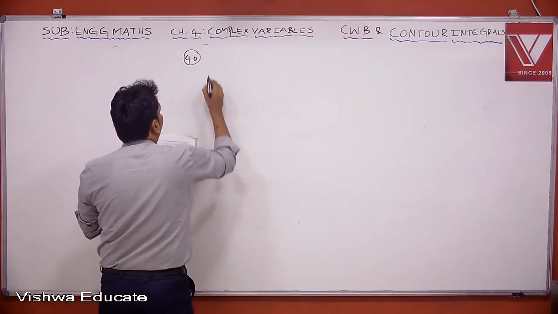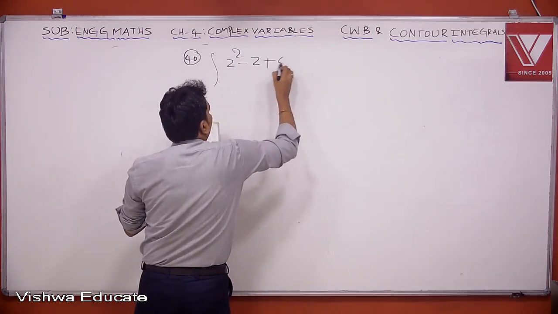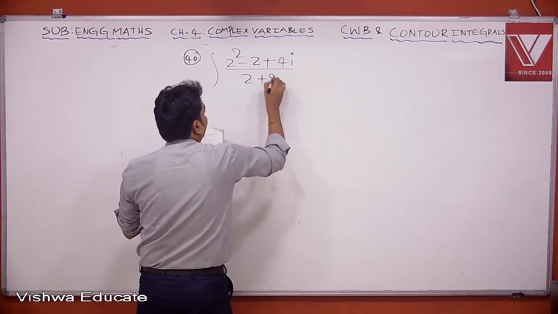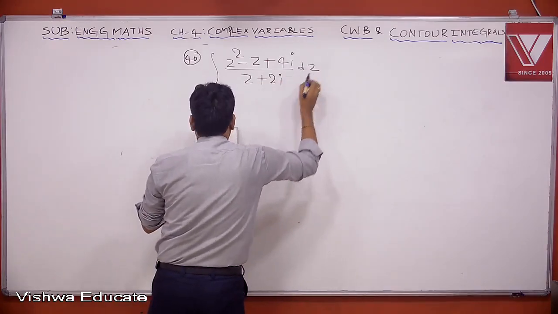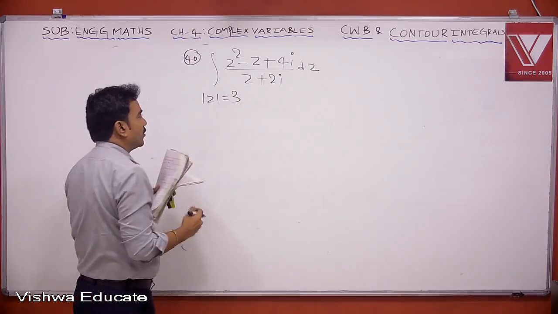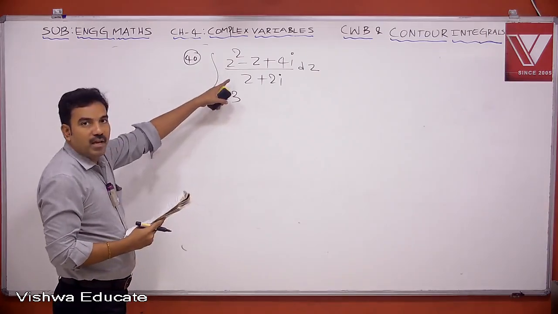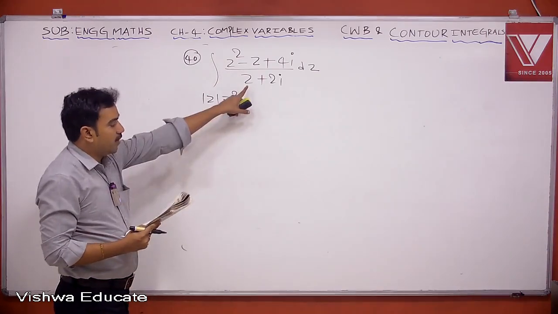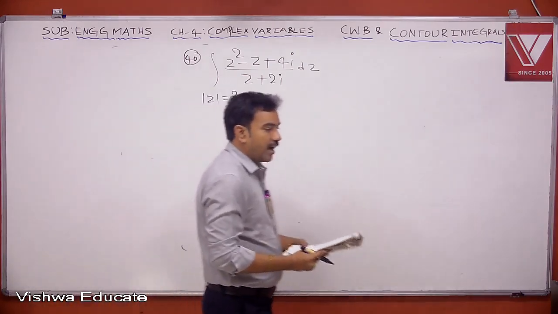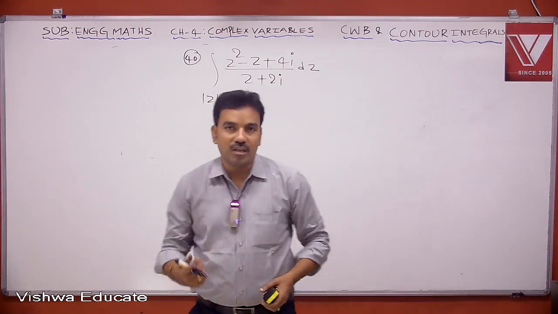The value of the integral of (z square minus z plus 4i) divided by (z plus 2i) dz over the curve mod z equal to 3 is. So the numerator is z square minus z plus 4i, the denominator is z plus 2i, and the curve is mod z equal to 3. Now let us identify what is f of z, what is z naught, what is the contour.